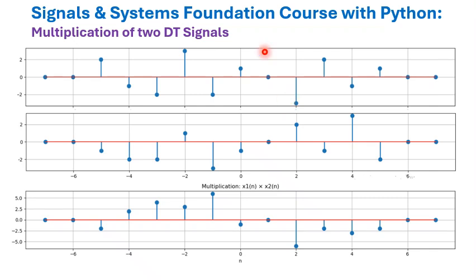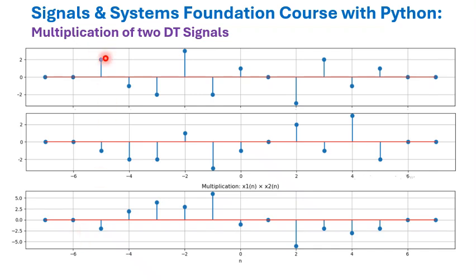So shown on this slide are the two signals x1 of n and x2 of n, and their product is shown at the bottom. So okay, let's do the multiplication. You understand anything multiplied by 0 is 0. So from minus 7, this signal is 0. This one is also 0. So the product is 0. Similar argument for this one.